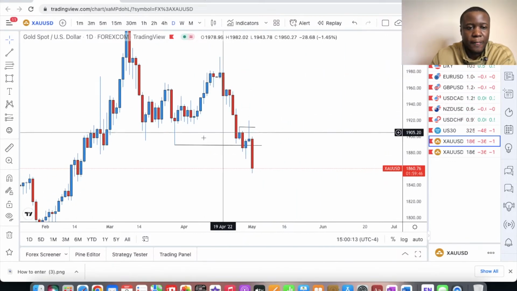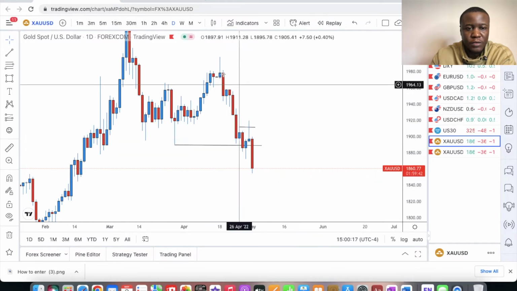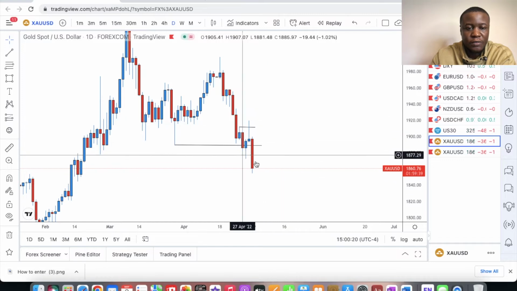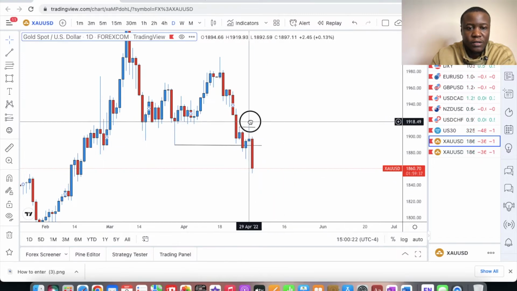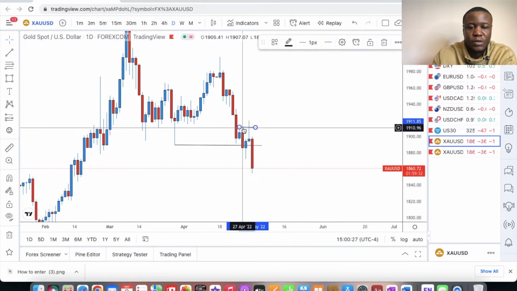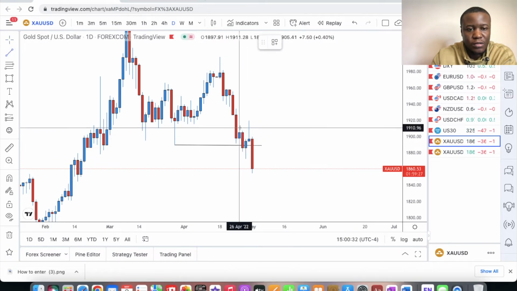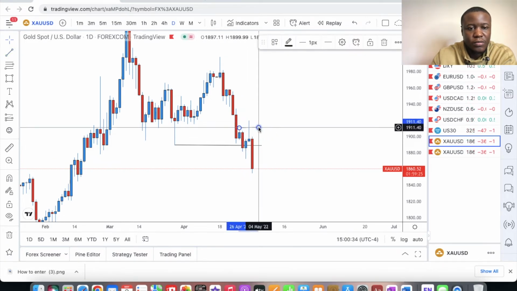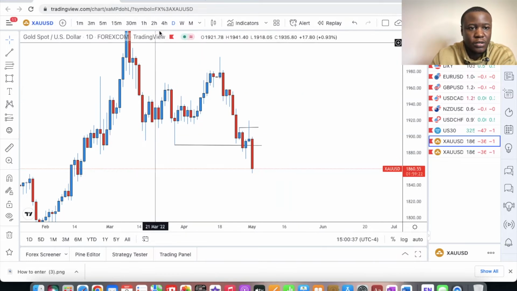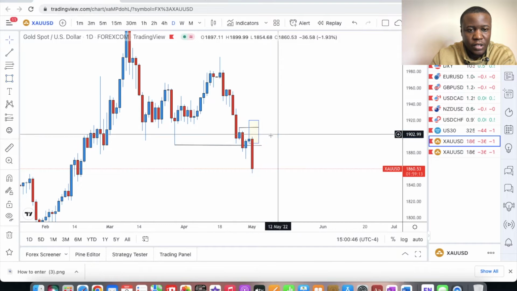So confluence number 1, confluence number 2 being a downtrend, confluence number 3, we got a gap right here. So that's 3 confluences already. All right, so let me break it down even more. I'm gonna highlight this actual candle for you guys to see exactly.